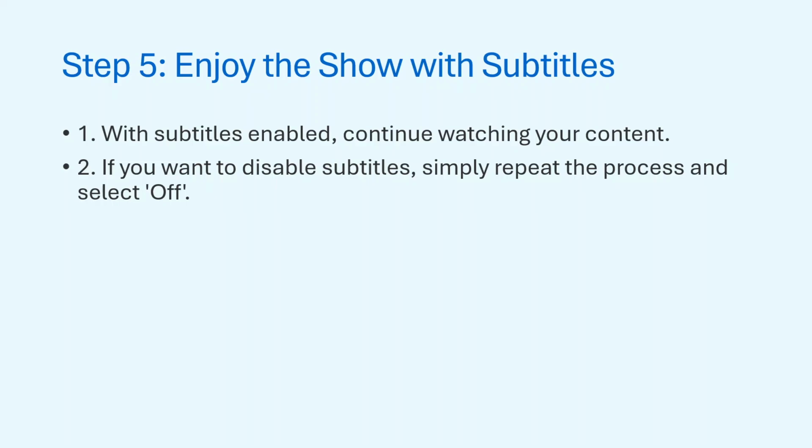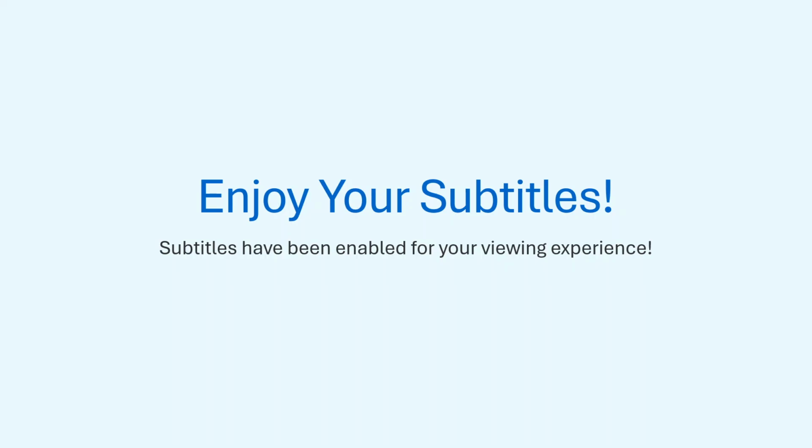Step 5. Enjoy the show with subtitles. With subtitles enabled, continue watching your content. If you want to disable subtitles, simply repeat the process and select off. And that's how you watch Peacock with subtitles.